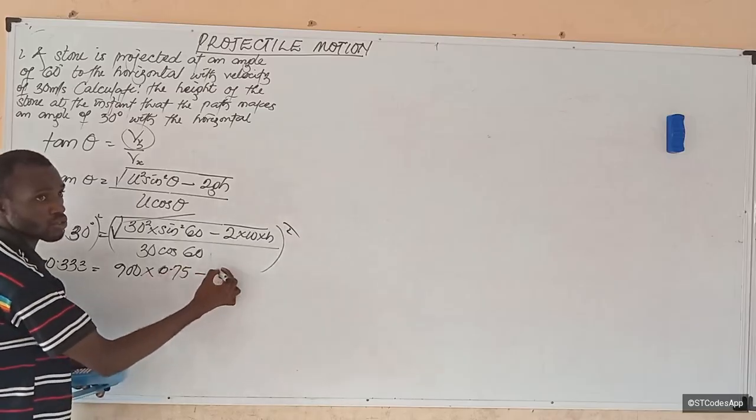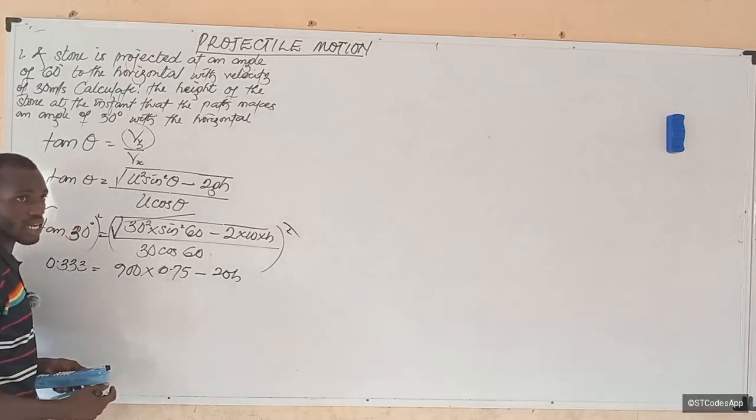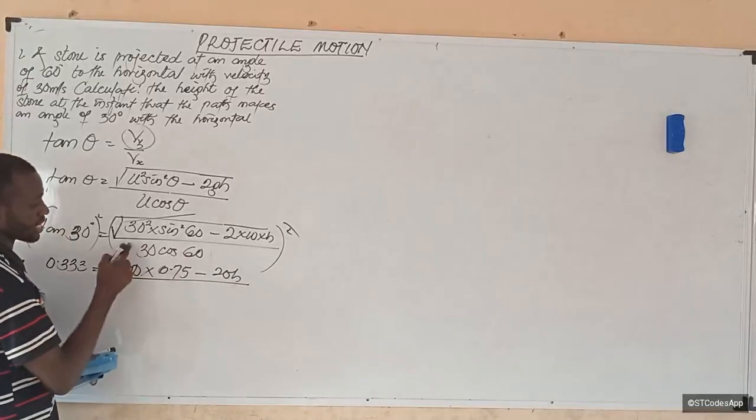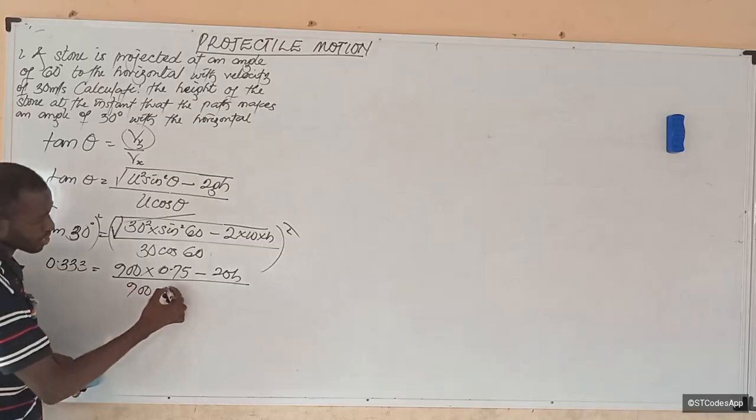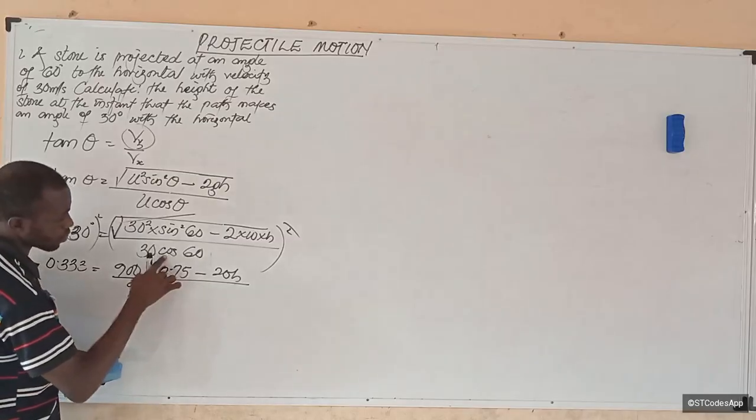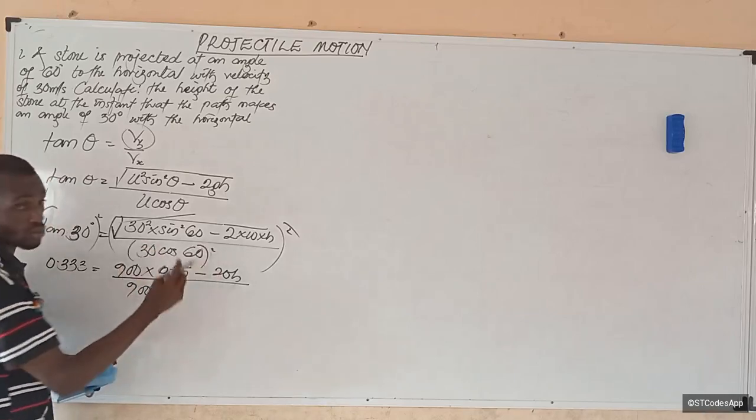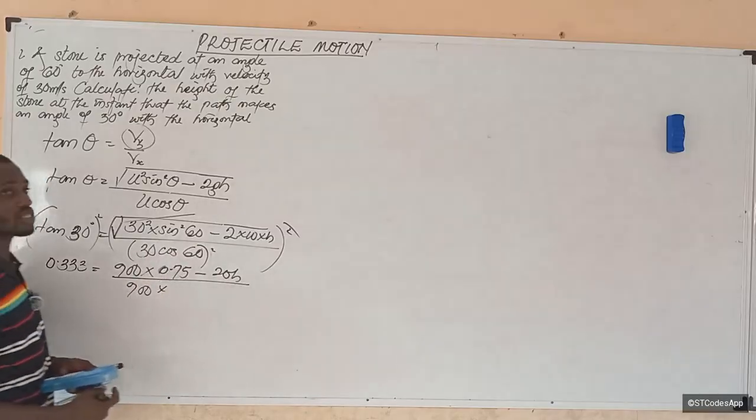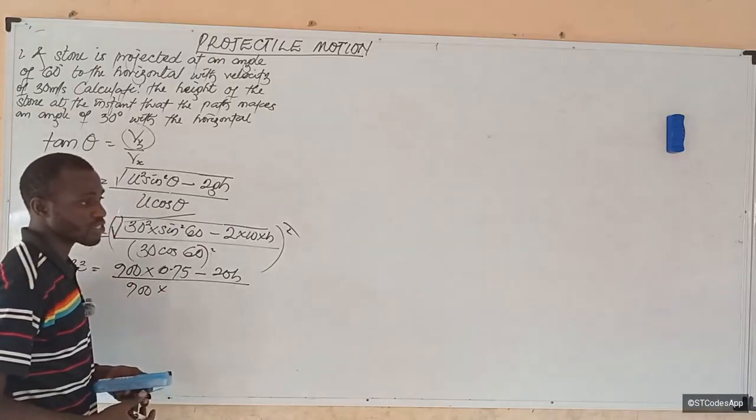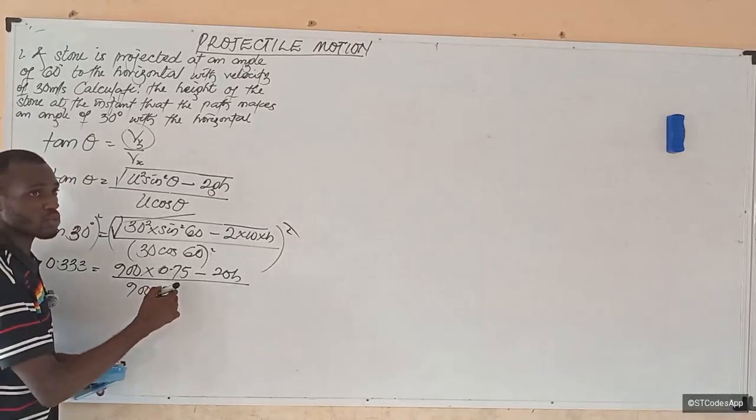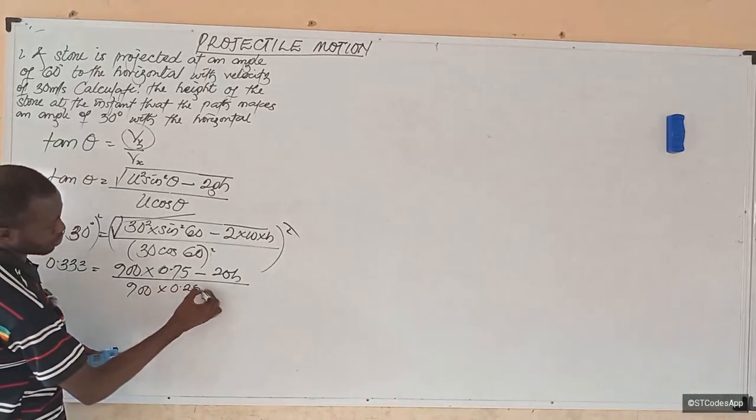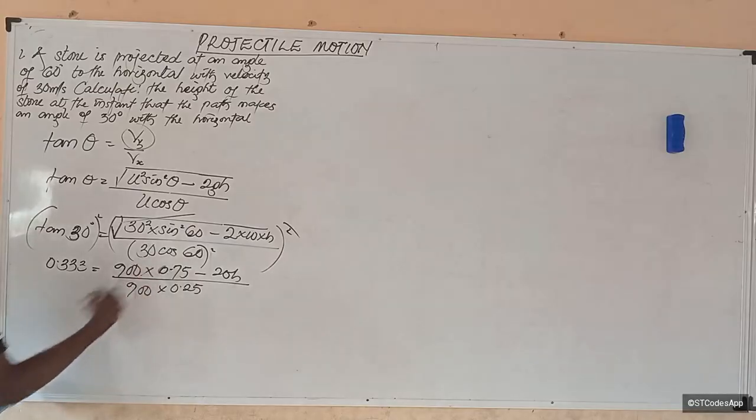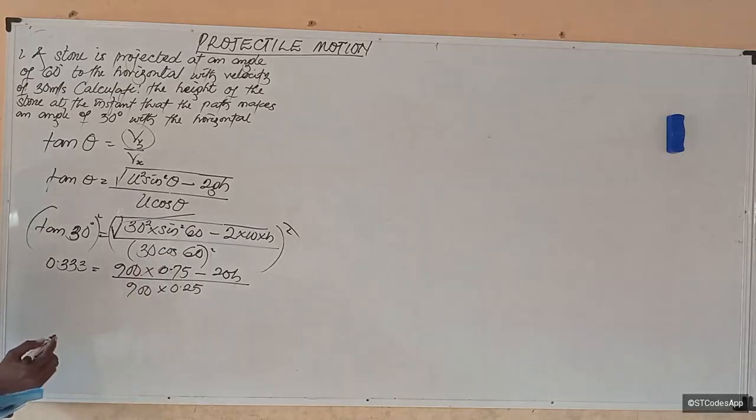0.75 minus 20h. Is that clear? So divided by 30. Now, if you square this side too, it becomes 30 squared, that's 900, times cos squared 60. You are squaring this too. Cos 60 is 0.5, so 0.5 squared is 0.25. All right. So if this be the case, then we cross multiply. Never come and use this to cut this, please. Don't make that mistake, okay?